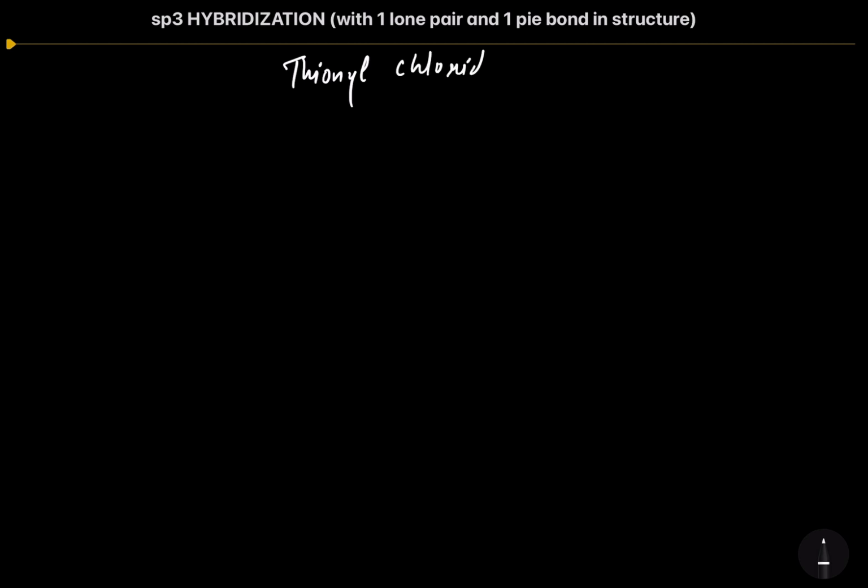My dear students, today's topic for the lecture is the sp3 hybridization with one lone pair and one pi bond in the structure. And for this, I'm going to take an example of thionyl chloride. The molecular formula for thionyl chloride is SOCl2, and I'm going to evaluate the hybridization of sulfur in SOCl2 to find out the structure with one lone pair and one pi bond having sp3 hybridization. So before doing that, let's make the Lewis structure of the thionyl chloride.